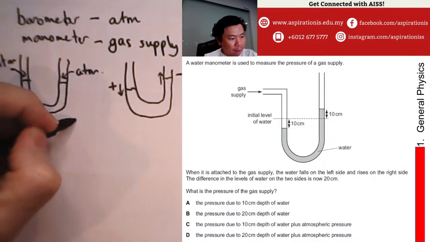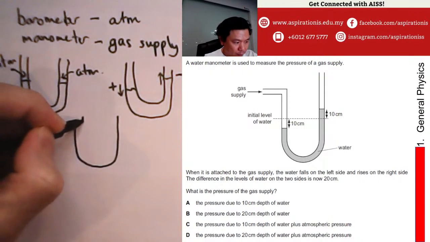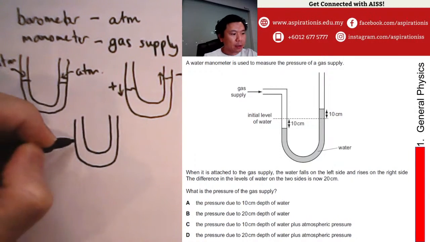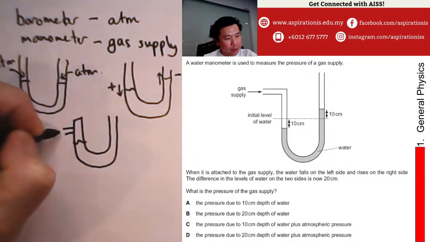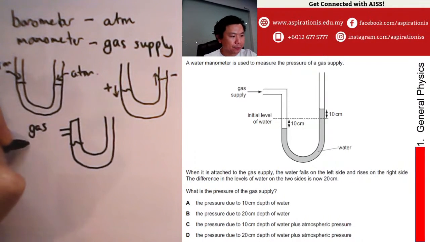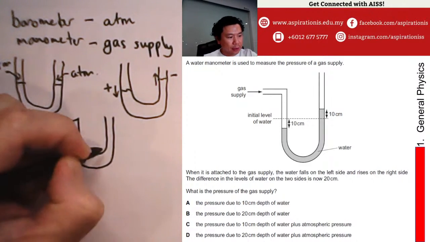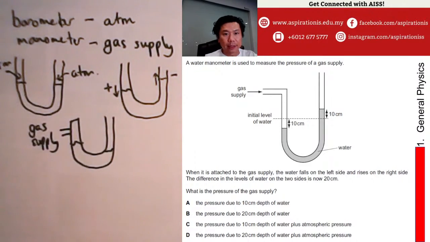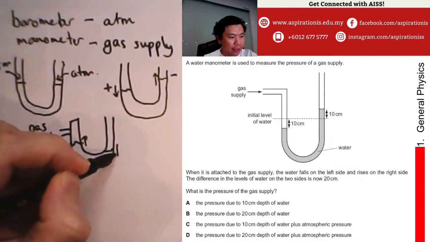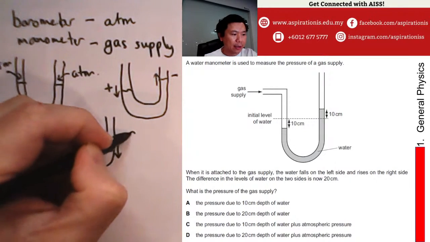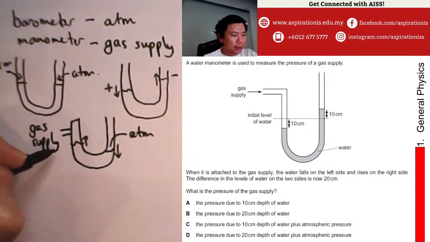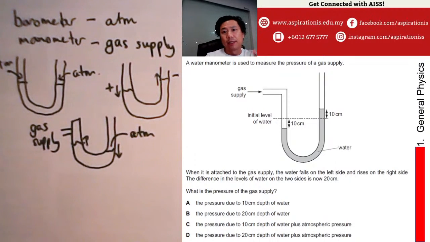Now, let me give you another situation. Let's say on this side it is connected to a gas supply, and this side is higher and this side is lower. You need to understand that on this side is atmospheric pressure and on this side is the gas supply pressure. Now, which side is experiencing a greater, higher pressure? Which side?